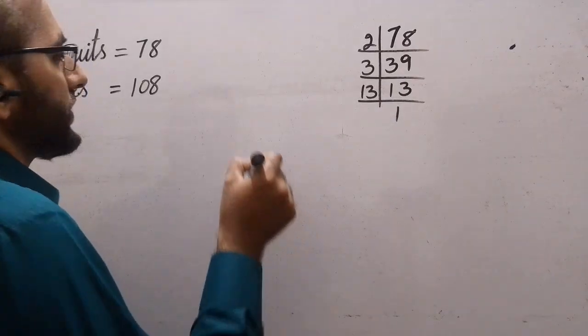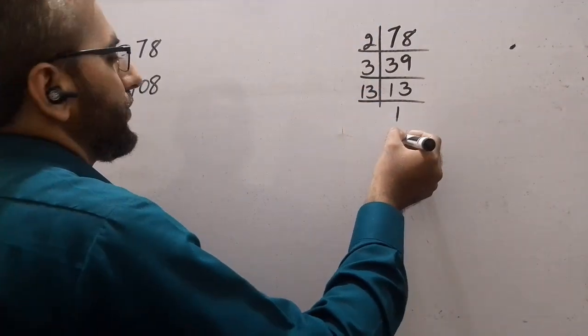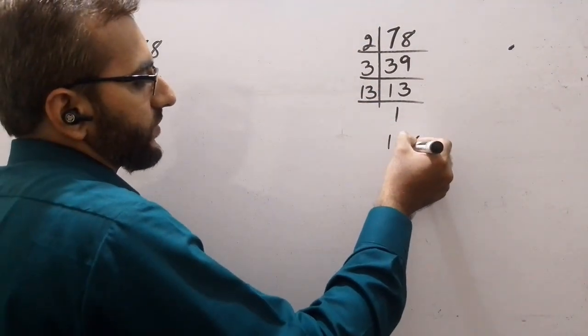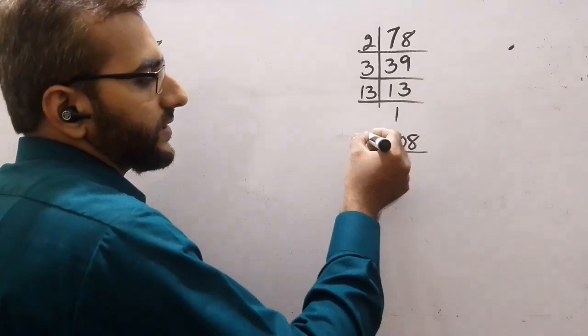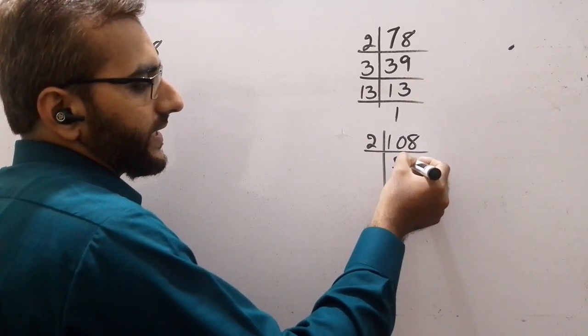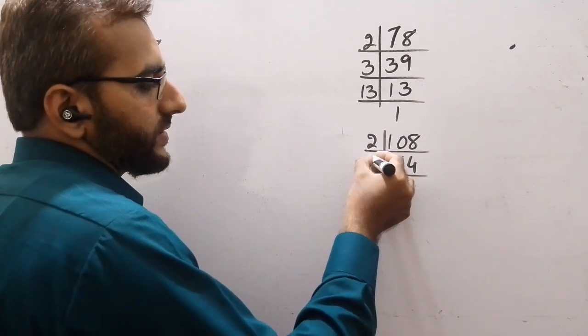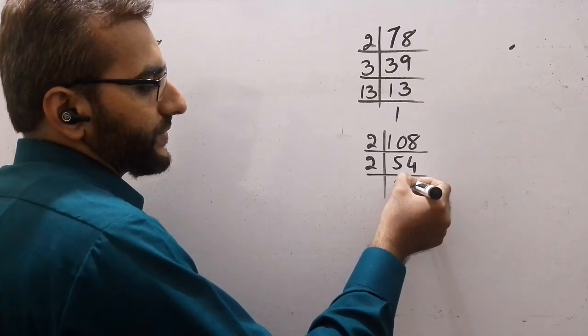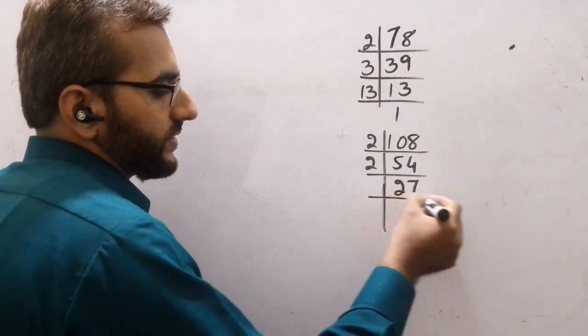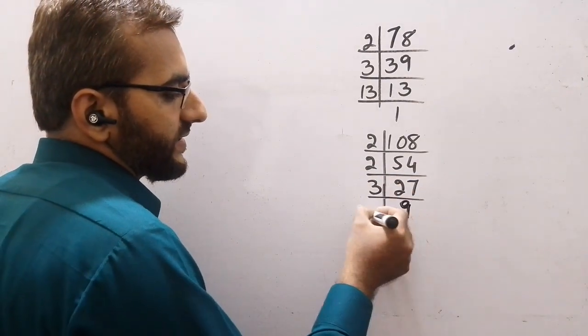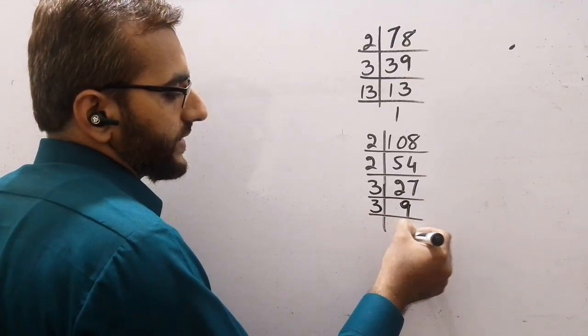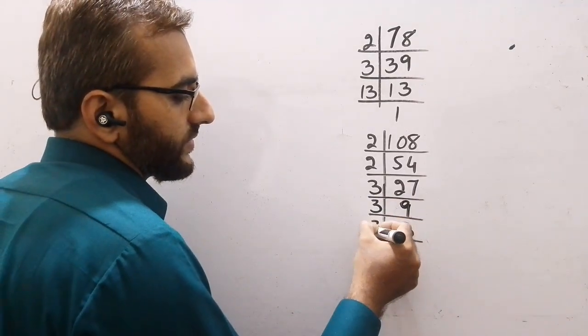And also we can make the prime factorization of 108. 2 5s are 10 and 2 4s are 8. 2 2s are 4, 2 7s are 14, 3 9s are 27, 3 3s are 9 and 3 1s are 3.